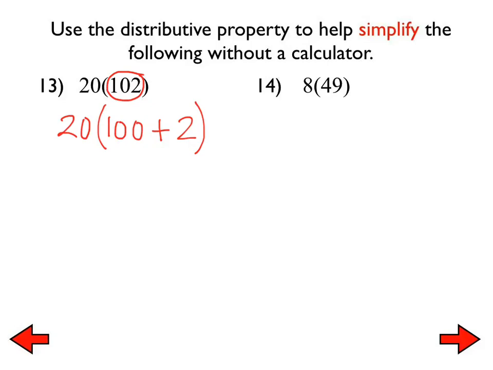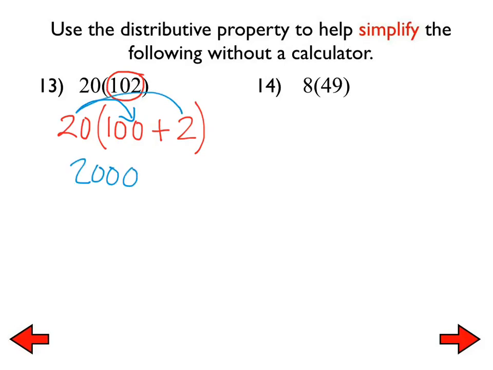Why did I do that? Well, I did that because it will allow me to find the answer to 20 times 102 in my head, because now I'm going to use the distributive property. 20 times 100, most of us can easily do that in our head, and I know for a fact that you did things like that in the 4th grade. Anybody know what 20 times 100 is? 2,000. It's 2,000.